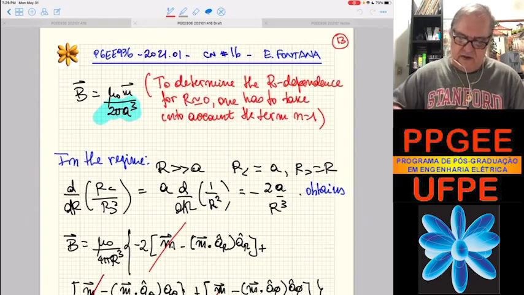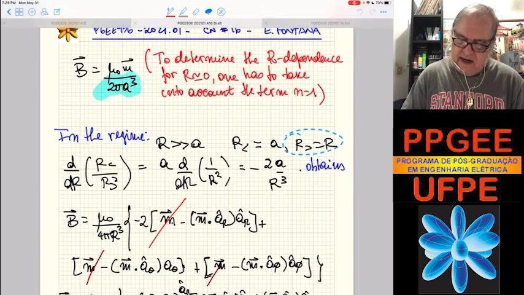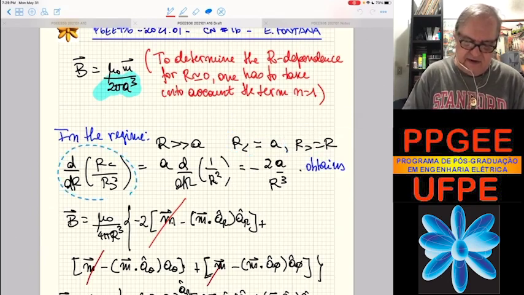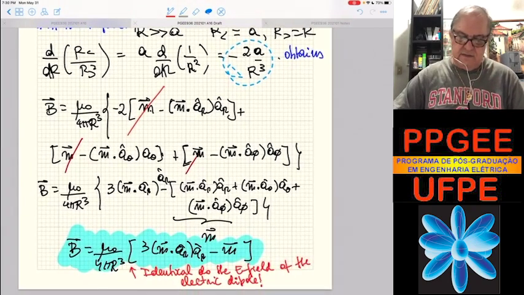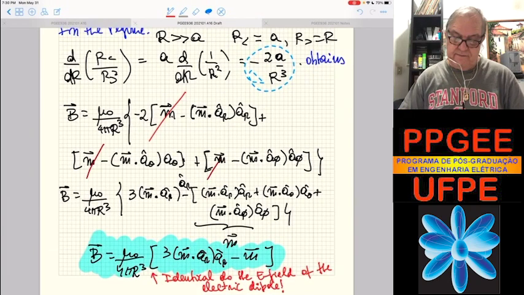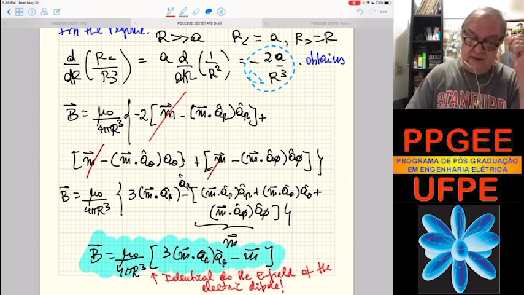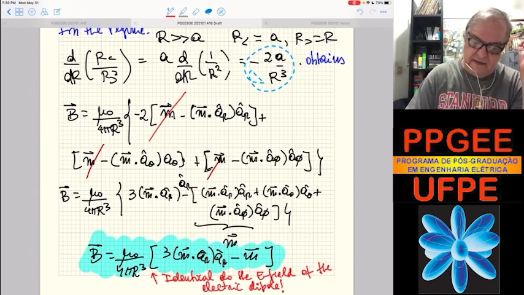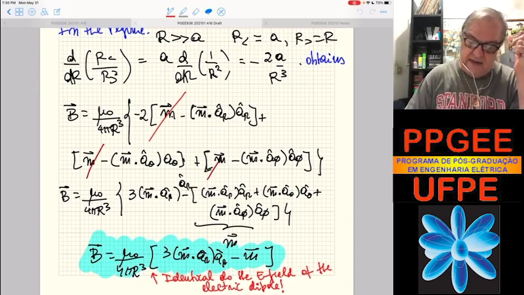That's right. So for a large R, the derivative on R has to be calculated. R small is going to be A, R large is going to be R. Then the derivative is going to be the derivative of A over R squared, equals minus 2A over R cubed. If we play with the things, we obtain, that's what we get, okay? The radial term is going to be this. The dependence is going to be 1 over r cubed for the field. Then we have these terms, right?